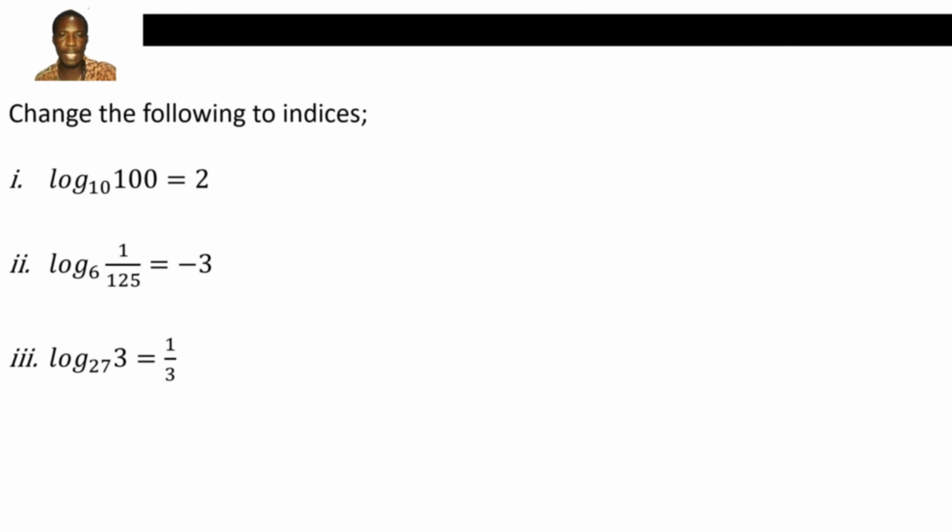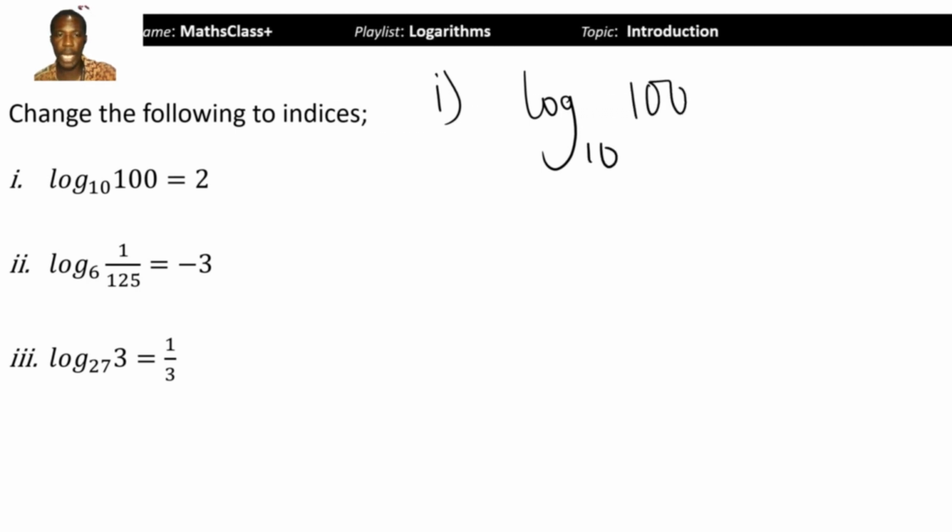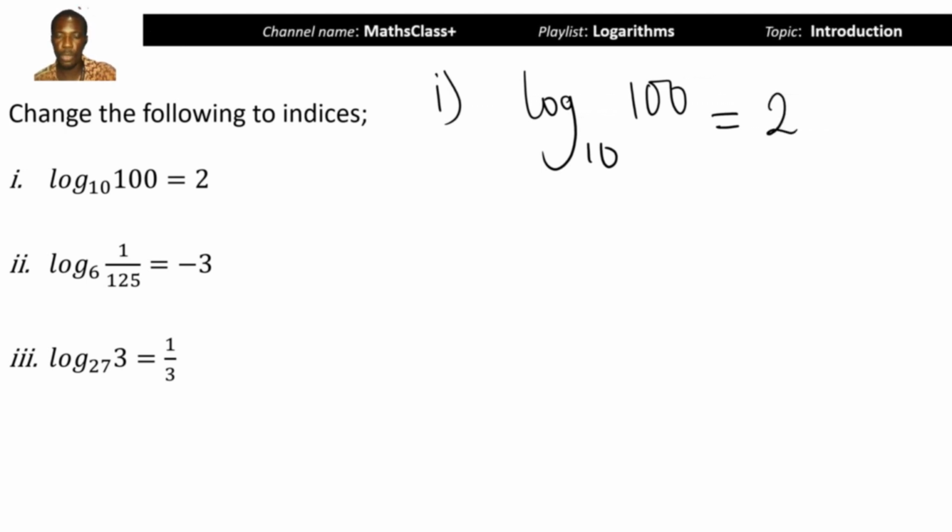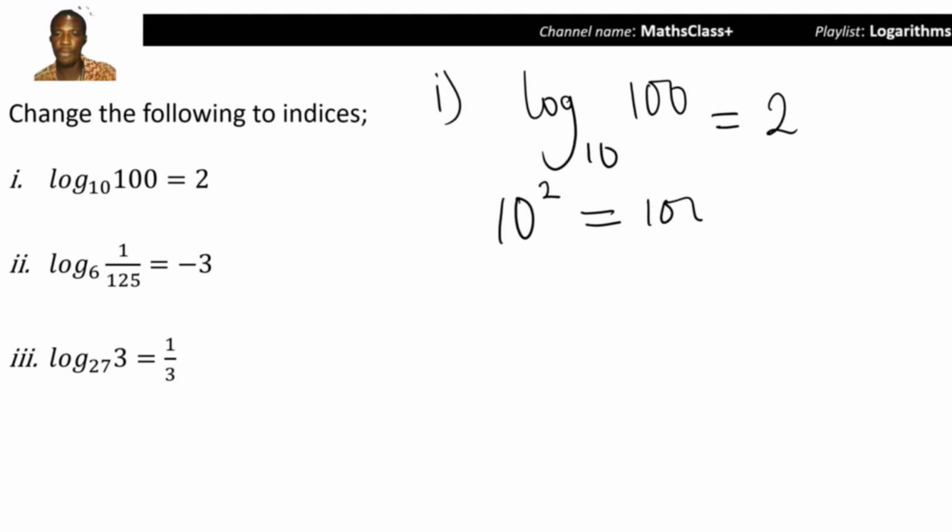In the next set of examples, we are to convert from logarithm to indices. So the first example, we have log base 10 of 100, and we expect that the exponent is 2. So we have the base to be 10 and the exponent is 2, and the resultant value is 100. So that is how we also convert logarithm to indices.